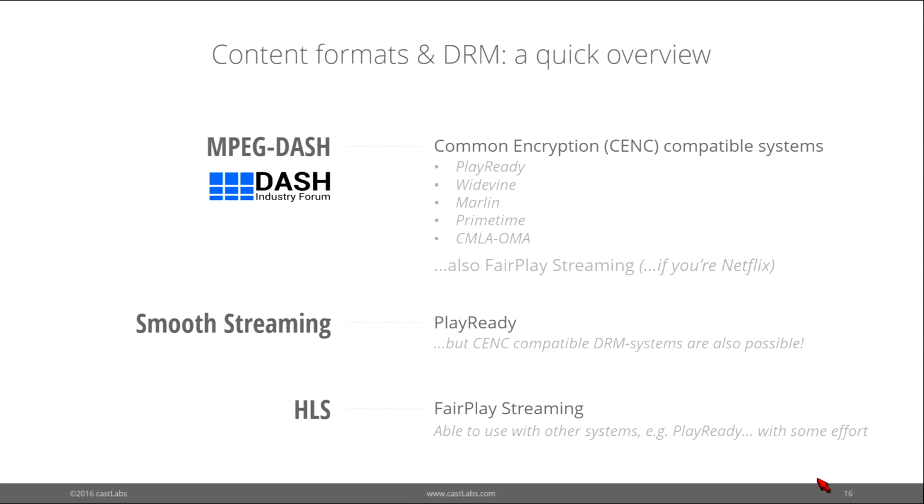Also, the transport layers that you use will vary based on the DRM schemes that you use. A lot of the world is moving towards Dash. You're all familiar with that. So PlayReady, Widevine, Marlin, Primetime, CMLA-OMA all work with Dash. Microsoft's format of PlayReady and Smooth Streaming also work well, and Smooth Streaming and Dash are very comparable transport layers. And HLS is obviously used for FairPlay. Apple prefers that. Apple does not allow for Dash over cellular networks.